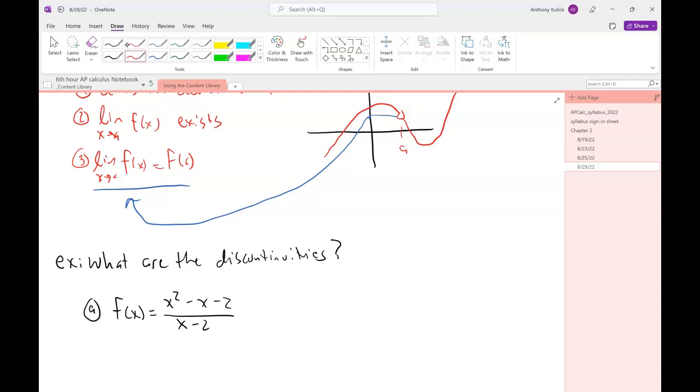What do I want to do here? Should recognize this kind of function. What's up? Oh, it's a polynomial. It's a rational function. Polynomial divided by polynomial. Okay, good. What do you want to do with that? Okay. It factors to x minus 2 times x plus 1. Okay. Now what?